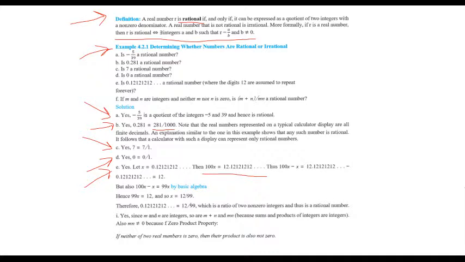By subtracting x from 100x, we get 12.121212 minus 0.121212. So the fractional parts of these two numbers will cancel each other out, and then we'll get 12 at the end. So we prove that 100x minus x, which is 99x, is equal to 12.